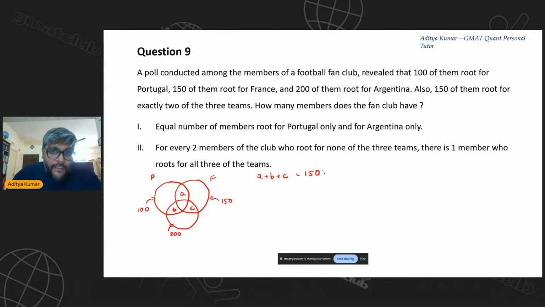How many members does the fan club have? So they want me to figure out the overall total, right? So I don't know this, so I'll call this X. I'll finish the Venn, doesn't matter. So I'm going to say this is 100 minus A minus X minus B. This is 150 minus A minus X minus C. And this is 200 minus B minus X minus C.